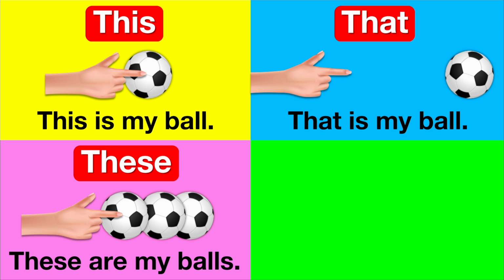These is plural and it refers to things that are close. For example, these are my balls. As we can see, there are 3 balls and they are here. They're close to me.